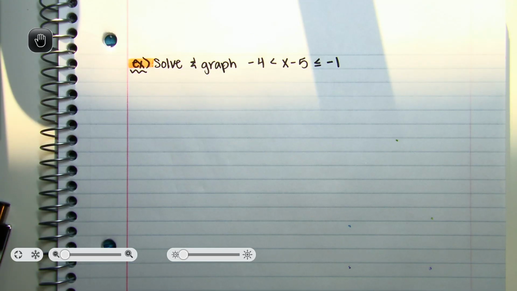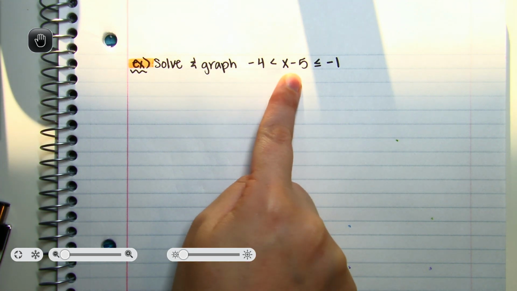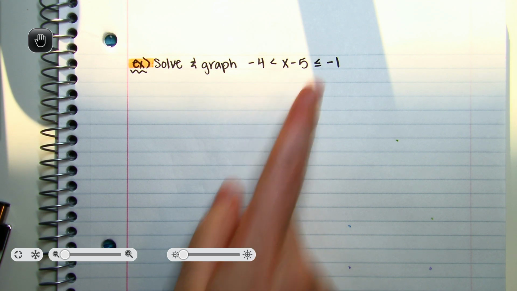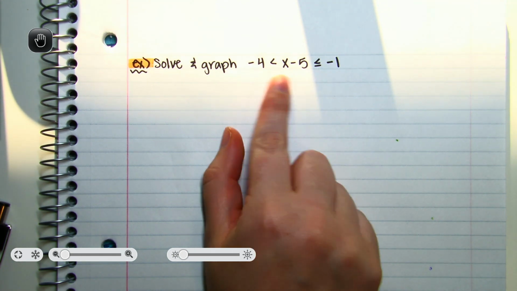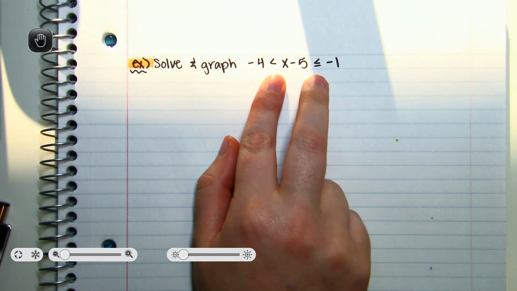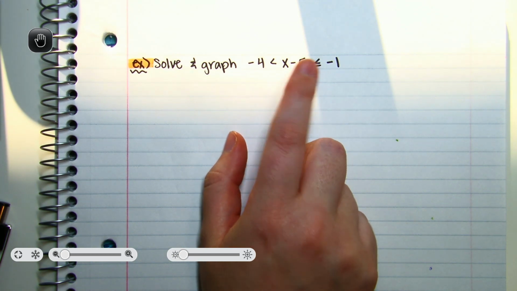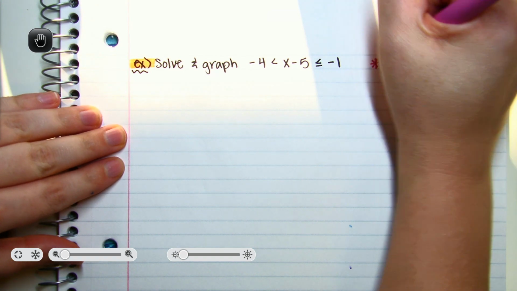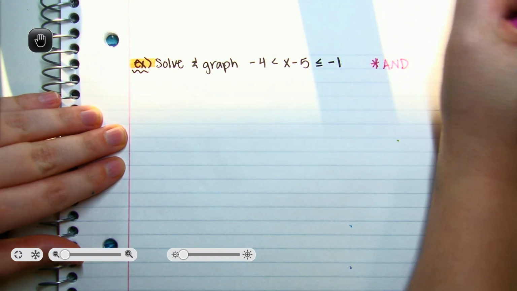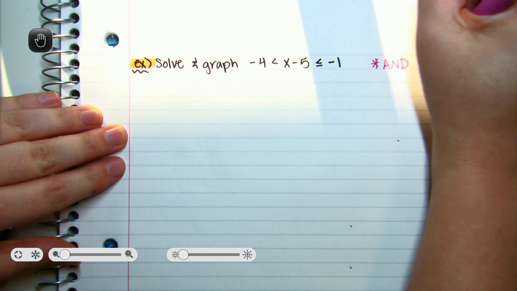Next example, we are going to solve and graph this thing. So this is an and statement. Whenever it is an or, it will always explicitly say the word or. So this right here, this form, where we have two inequalities, our variable is stuck in the middle, this is the compound inequality for an and statement. So I'm just going to put a little note. This is an and inequality.